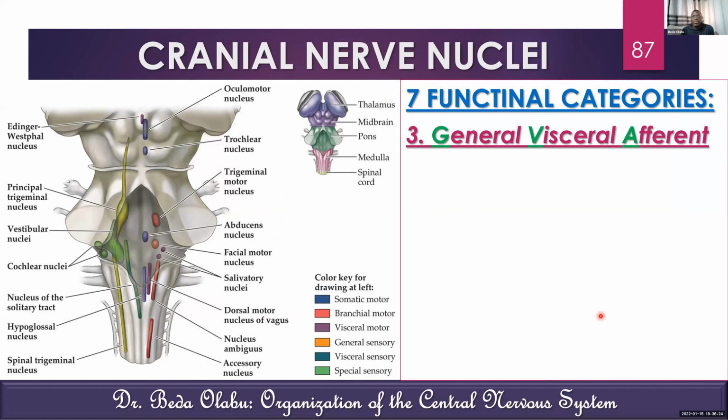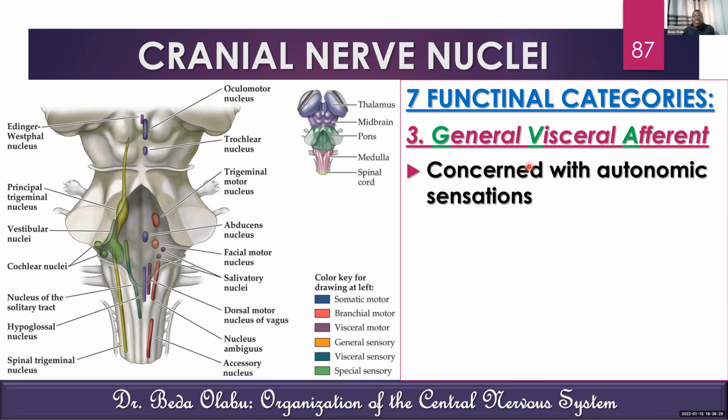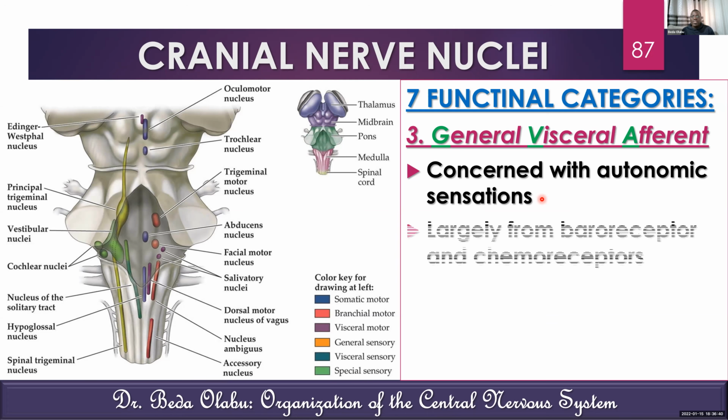Third category, we have GVA, general visceral afferent. When you talk of GVA, we are talking about autonomic sensations, those sensations that don't reach your perception, but they're still important. And in particular here, we're talking about sensations from the baroreceptors within the blood vessels and chemoreceptors again within blood vessels. Those are general visceral afferent sensations. These sensations are largely carried through vagus nerve as well as glossopharyngeal nerve.